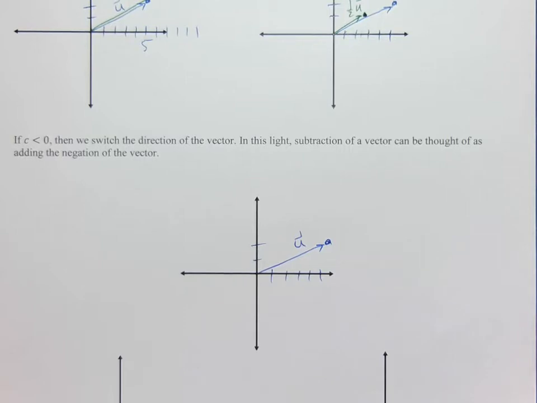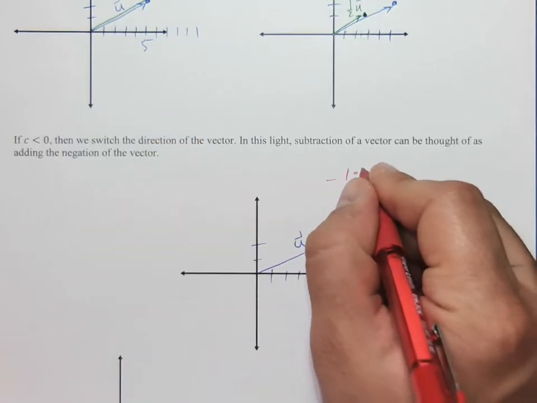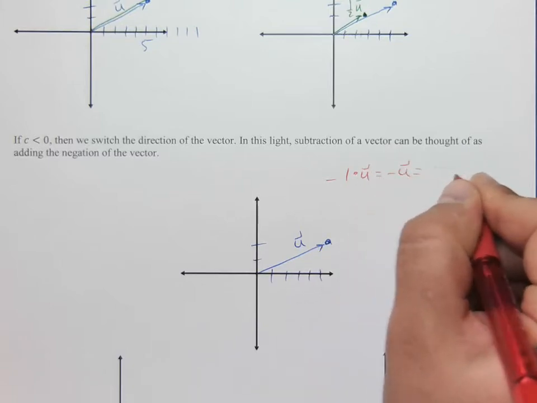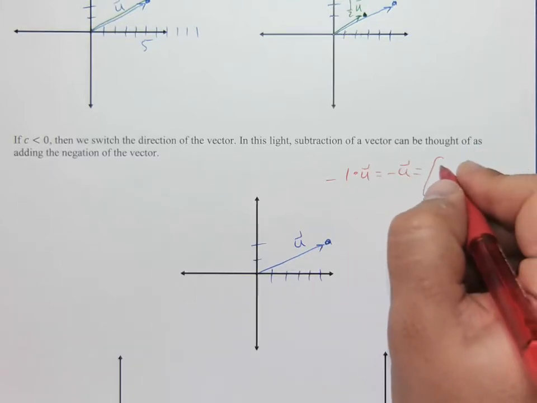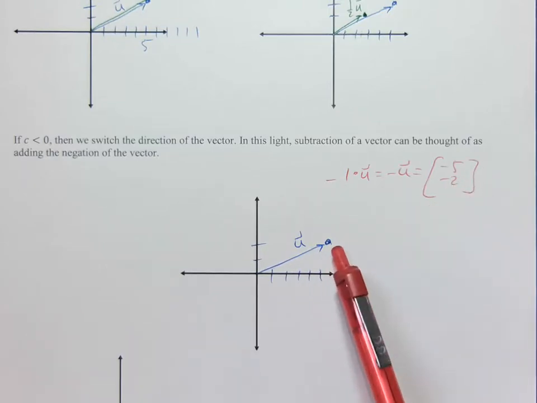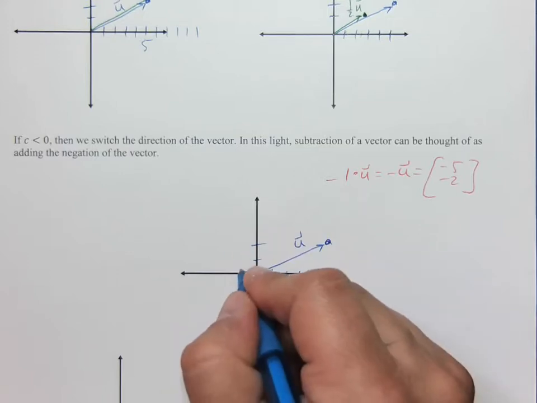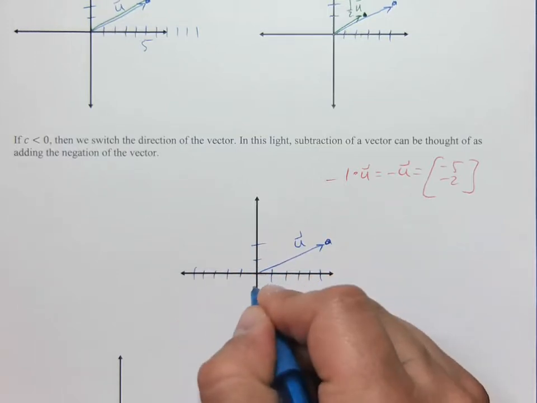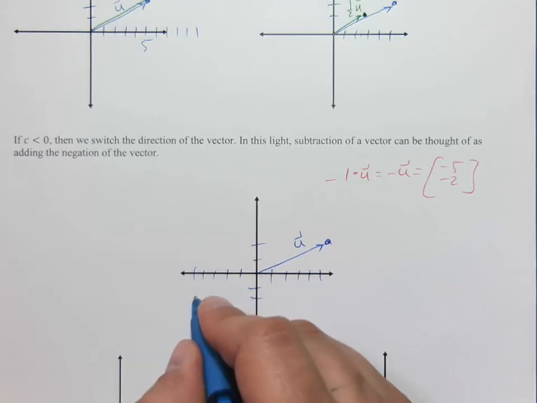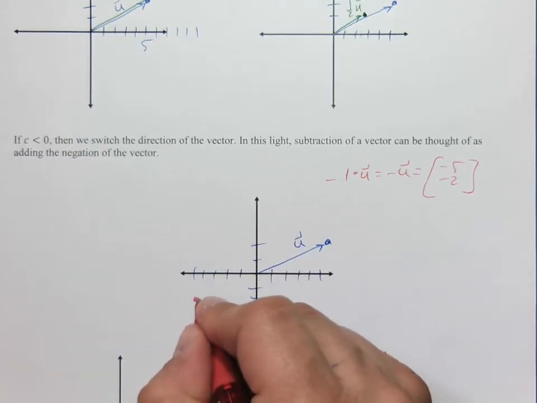So if we did -1 times u, or minus u, that just switches the signs of the numbers, so it becomes (-5, -2). It's the exact same vector, but instead of going 5 this way and then up, we go 5 the other way, and then 2 down. So it's literally the exact same vector. It's just pointing the other direction.